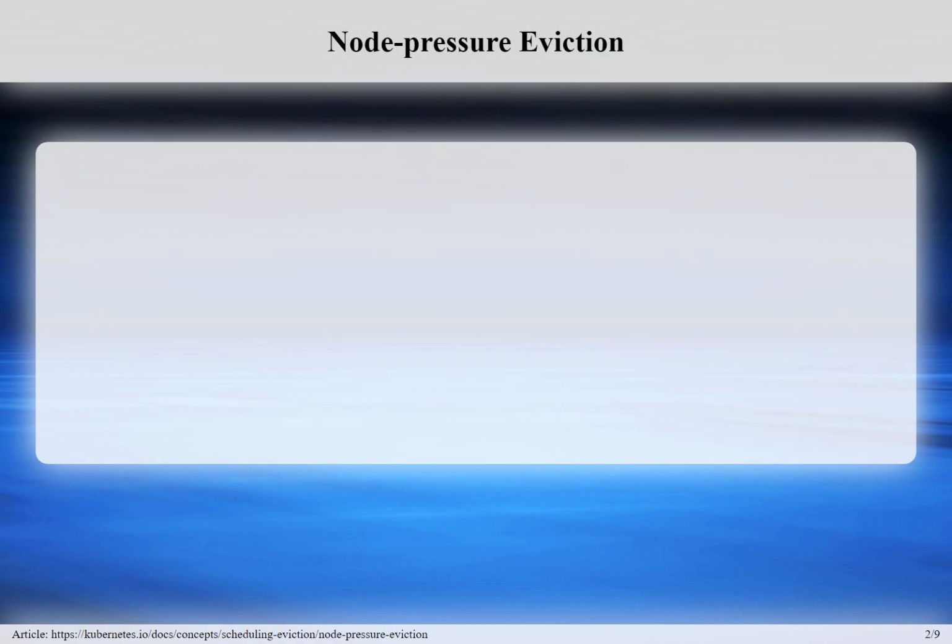Node-pressure eviction. Node-pressure eviction allows the kubelet to terminate pods to free resources when usage is high. This feature is available in Kubernetes version 1.31 by default.